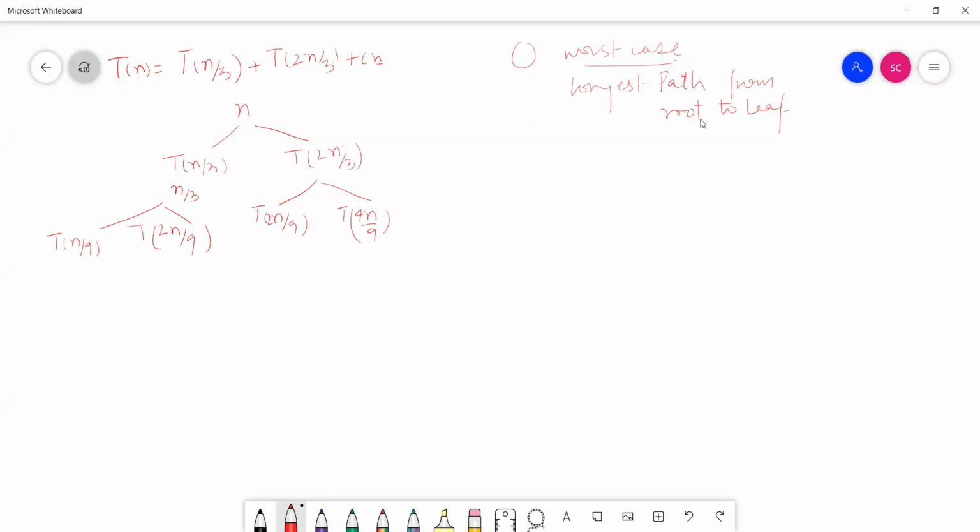Okay. So here I will do n by 9 amount of work. Here I will do 2n upon 9 amount of work. Here again 2n upon 9, and here 4n upon 9. If I calculate it, at the first level I did n amount of work, here again n amount of work. Here if you see, n by 9, 2n by 9, 2n by 9 and 4n by 9, 9n upon 9. So again I am doing n amount of work. So at every level I am doing n amount of work.